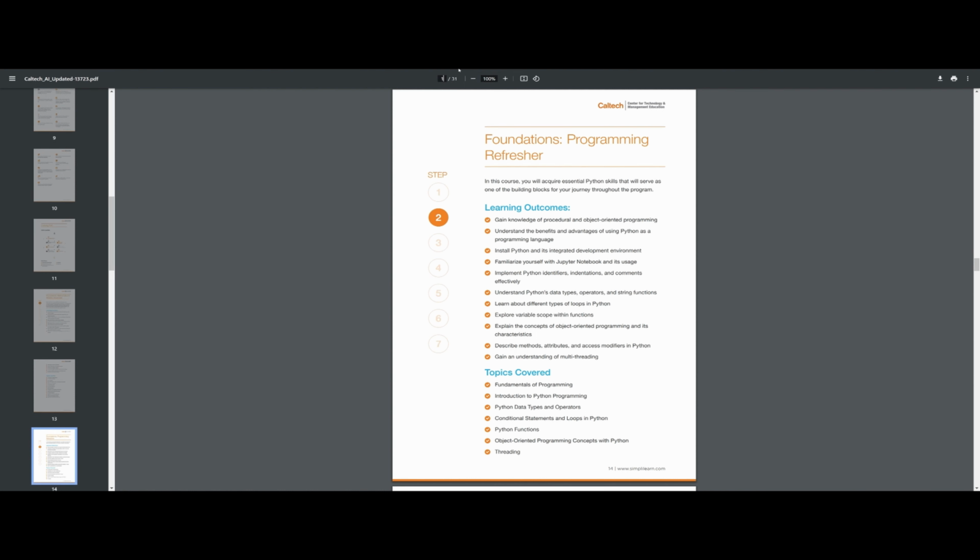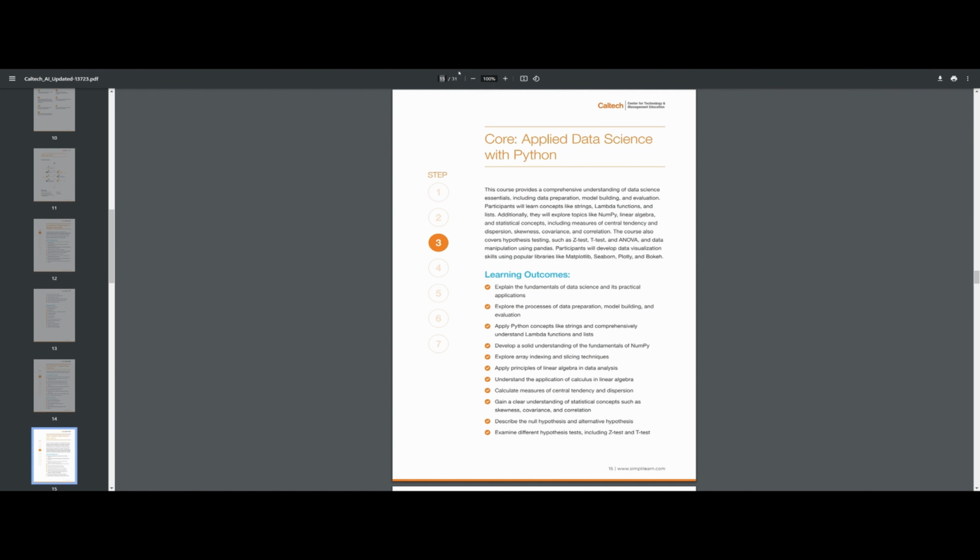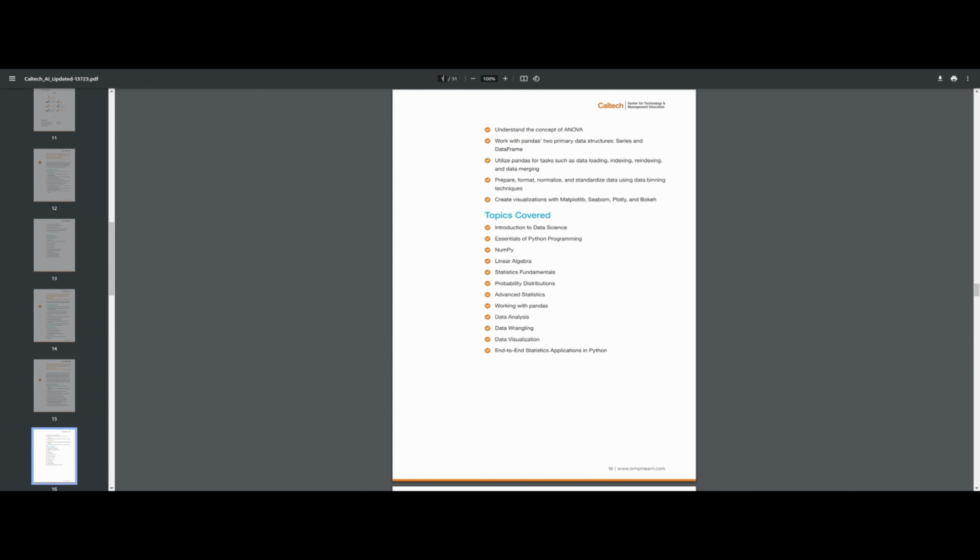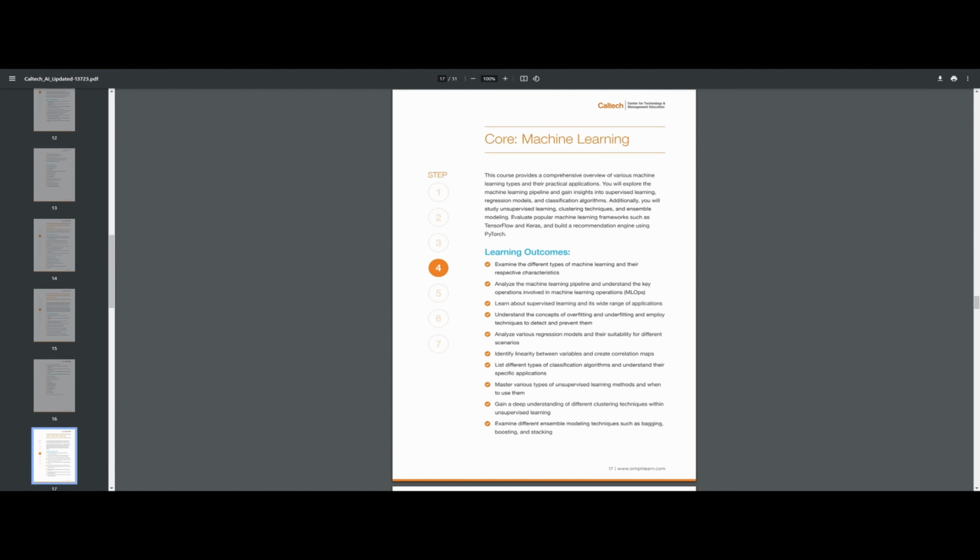The second step is titled Foundations, Programming Refresher. I would say this step seems easier than the first, considering it is focusing only on Python and programming. I'm already somewhat familiar with everything listed, but only for coding languages like JavaScript and PHP. I have absolutely zero experience in Python. The third step is titled Core, Applied Data Science with Python. And this is where I don't have any familiarity to have a good grasp on how difficult these learning outcomes would be. The fourth step is titled Core, Machine Learning.